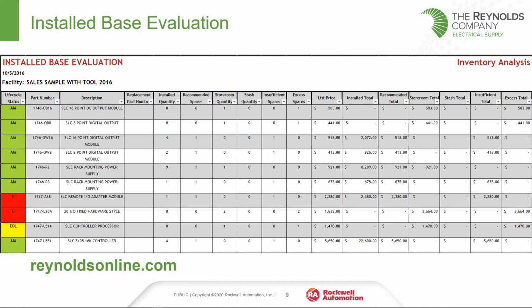We then compare it to what is already in your storeroom, and we give you a list of either excess spares, things that you have sitting on your shelf, taking up space, taking up capital that doesn't need to stay here, or on the flip side, the insufficient spares, items that you really need to increase your profitability. Go ahead and jump to the next report, please, Mike.